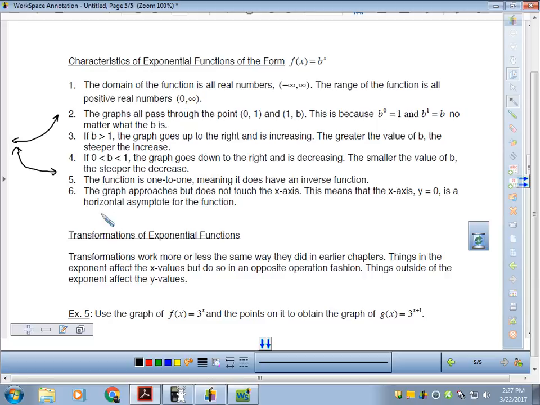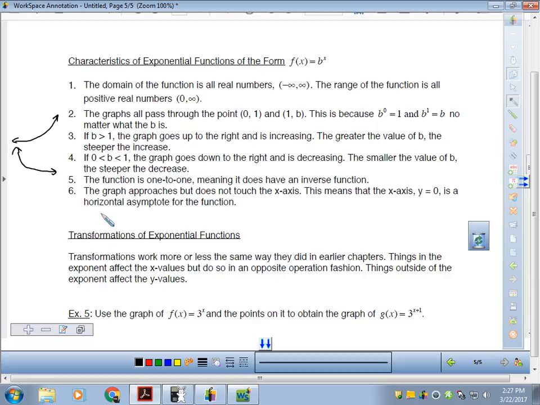Now, speaking of transformations, that's what we're going to do next. Transformations of exponential functions pretty much work the same way as they did in earlier chapters. You first have to identify the parent function. So, is your parent function 2 to the x, or 3 to the x, or 5 to the x, or 6 to the x? Once you've identified what the parent function is, then you apply transformations to it.